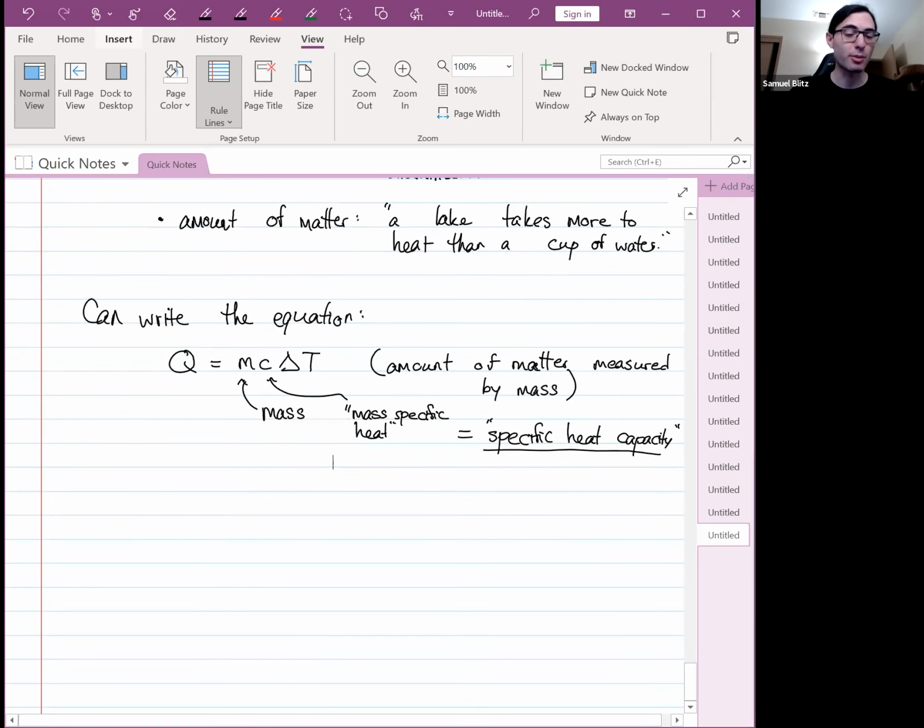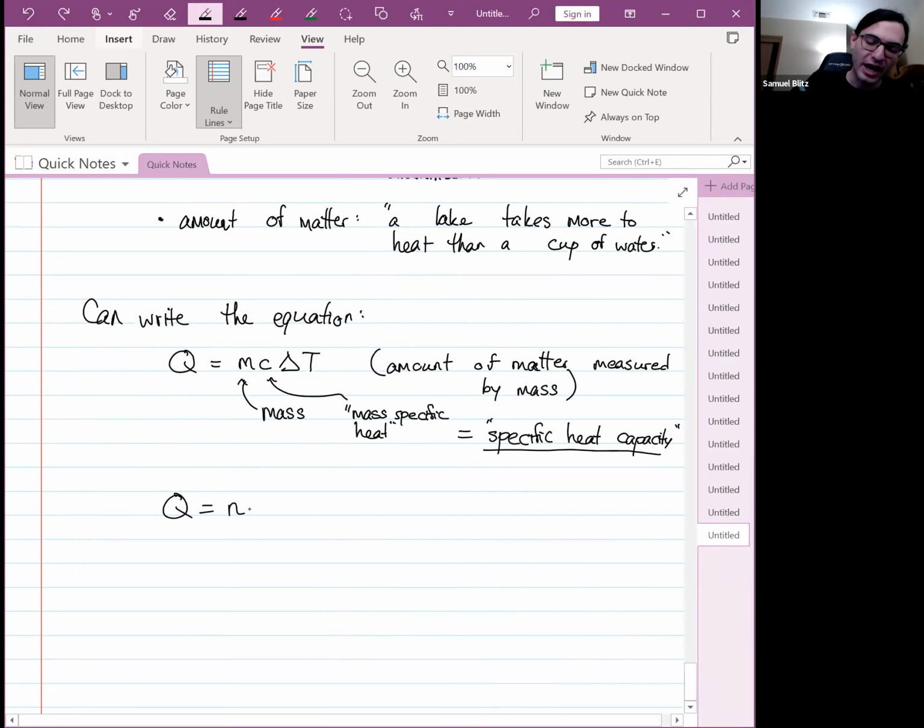The reason why this is problematic is because there's another formula that you could write for the same type of thing, which is the heat. So Q is the heat that enters or leaves the system, m is the mass of the system, c is the mass specific heat of the system, and delta T is the change in temperature of the system. We can do the same thing, but instead of measuring the amount of matter by the weight or the mass of the stuff, we can measure it by how many particles are there. What is the number of moles of the substance?